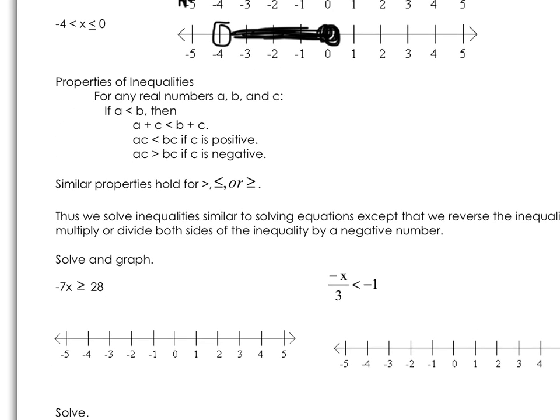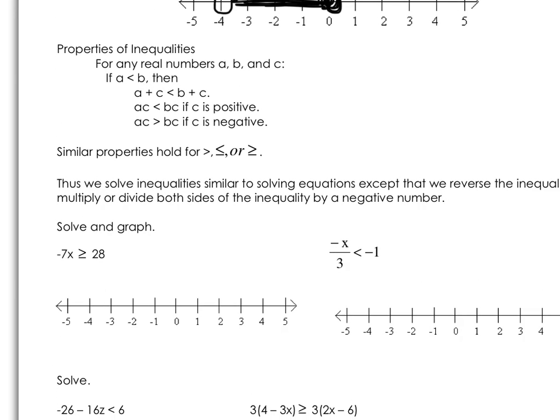Properties of inequalities. For any real numbers a, b, and c, if a is less than b, then a plus c is less than b plus c, which simply means you can add the same number to both sides of an inequality to solve it. And ac is less than bc if c is positive. ac is greater than bc if c is negative.